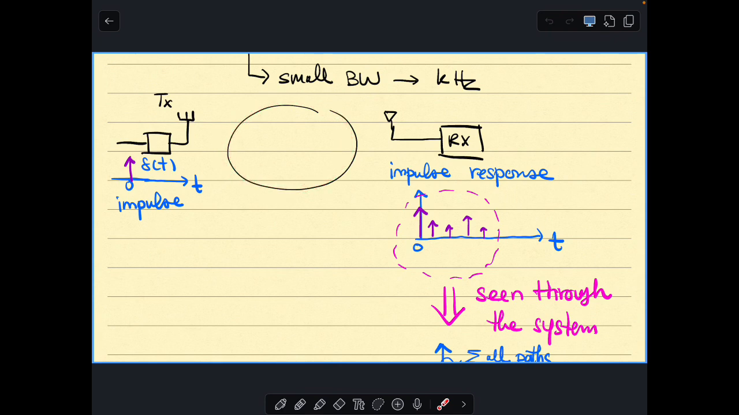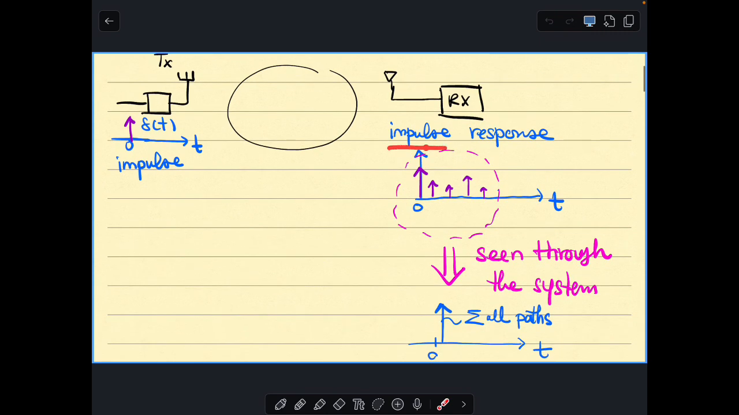So how do you find the impulse response? You just send a test signal. The test signal is the impulse, this delta t that has amplitude infinity, and the width is almost zero at time zero. So you send this signal to the channels, and at the end, the receiver will receive this response. This is what we call the impulse response.